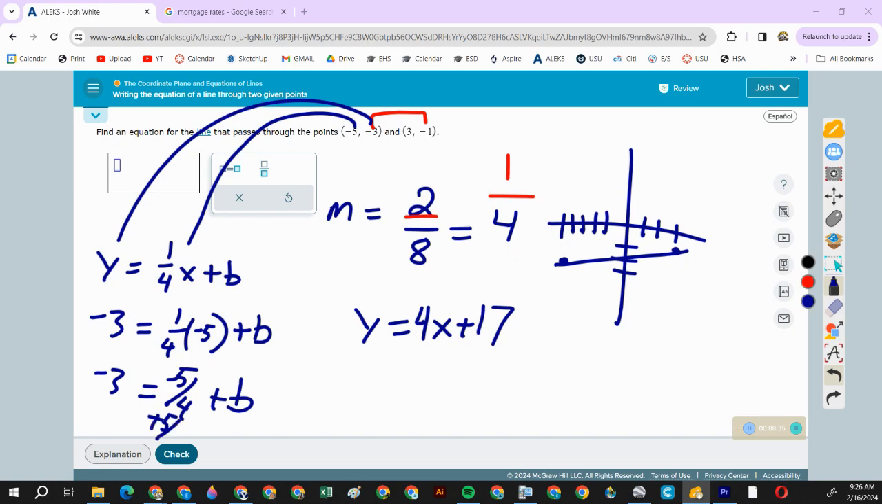So we add 5 over 4. 3 is the same as 12 over 4. So -12 over 4 plus 5 over 4 is -7 over 4. That looks a lot better. -7 over 4, which you can see is almost 2. All right, that's it. Get to work.